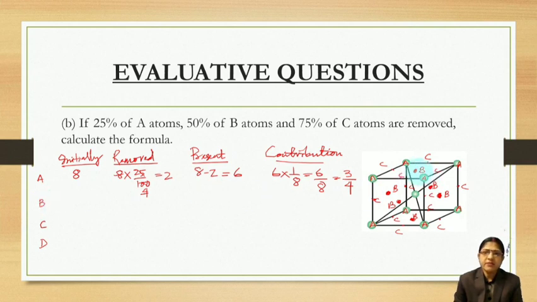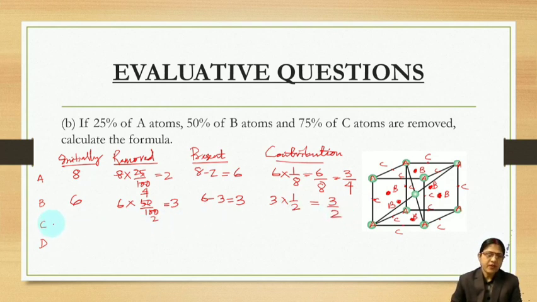Then B atoms. B is which atom? Face center. Face center initially how many? 6. Then 50% of B atoms removed. So 50% removed how many? 50% of 6. That is 3. Right. So present how many? 6 minus 3 is equal to 3. And their contribution, face center atoms contribution is 1 by 2. Then we got here 3 by 2.